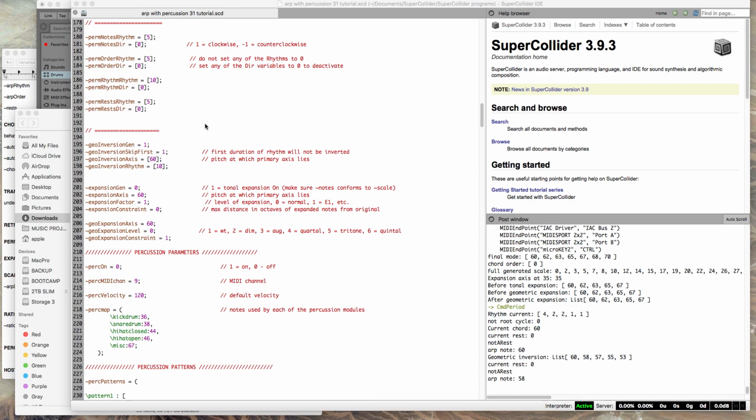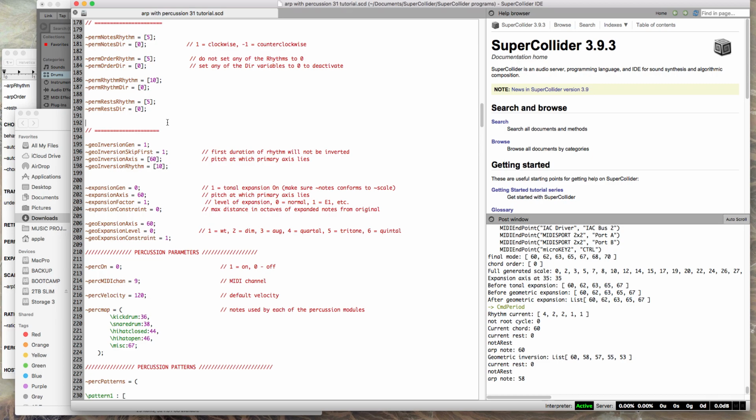So this next section covers what Schillinger calls geometric inversion. This is pretty familiar probably to a lot of people, especially if you're into serialism. It's just flipping something upside down around a certain axis. Schillinger differentiates between geometric inversion. He calls it that because it's a literal flipping of the figure, as though you're flipping a picture upside down.